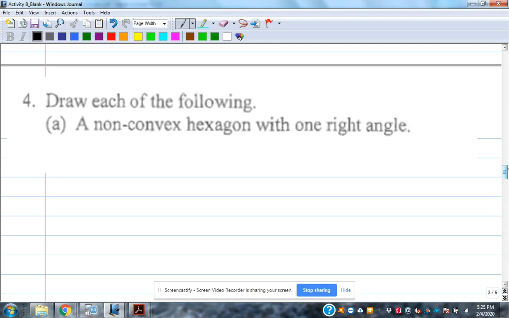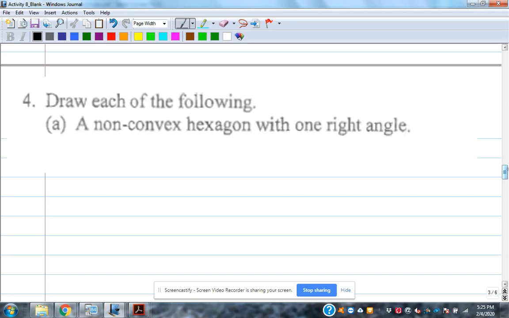So the description is a non-convex. So remember, convex means it doesn't fall in on itself. Okay, non-convex would mean it does what? Falls in on itself. It's concave. Non-convex and concave mean the same things. Hexagon with one right angle. So hexagon means how many sides? 6. So we got to know our Greek prefixes here.